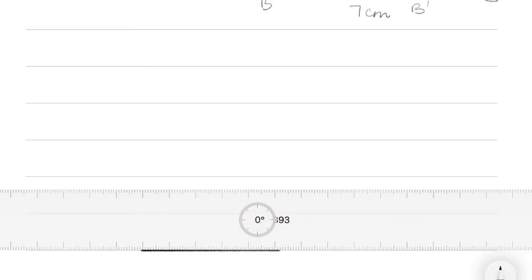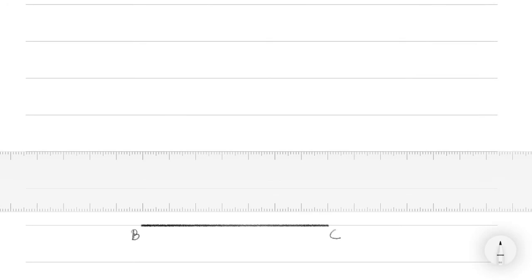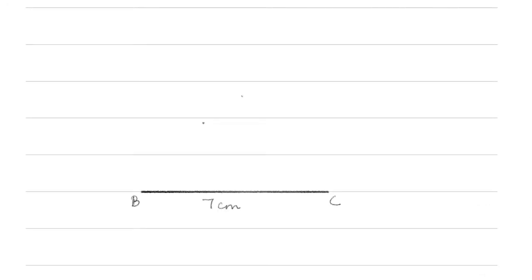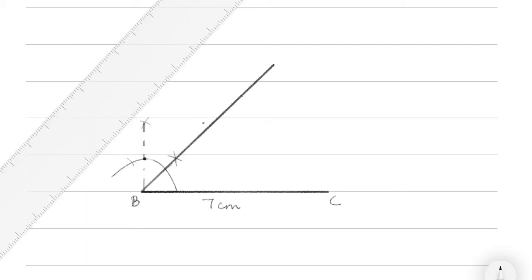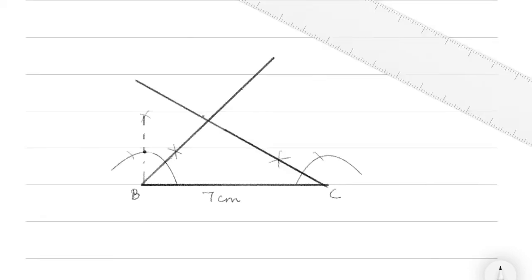Let's start constructing. BC 7 centimeters, and we have to draw a 45 degree angle at B. We have this arc 60 degree and we have a 90 degree here. This is 45 degree angle. Now we have to make a 30 degree angle at C. So this one arc, and this is 60 degree. This is 30 degree, 60 degree and 30 degree here. So we have got the triangle ABC.